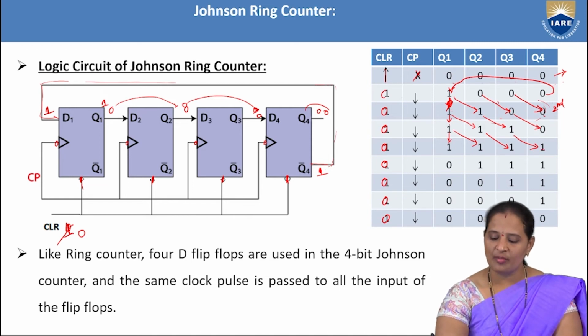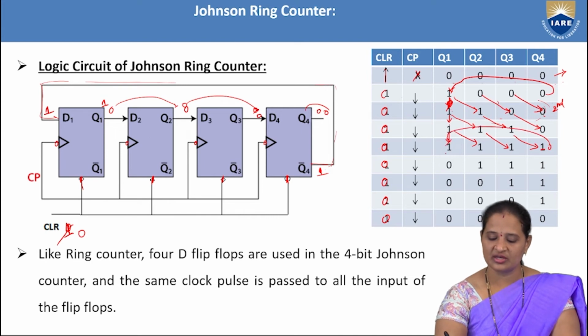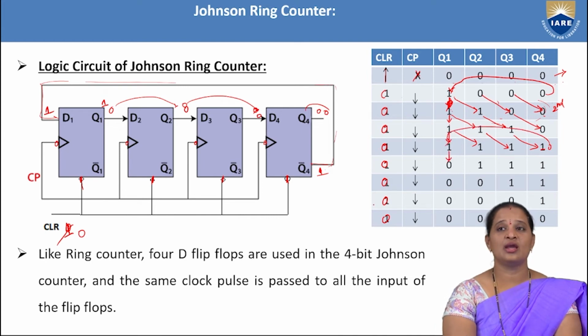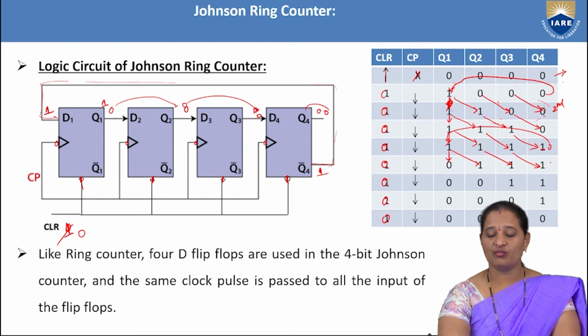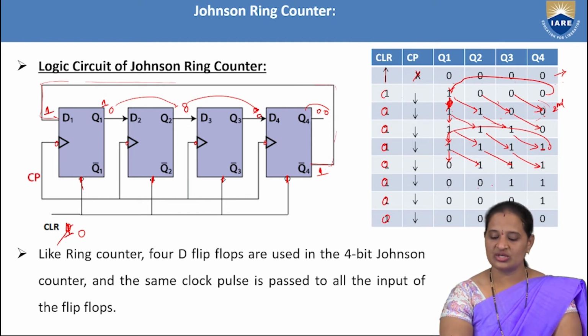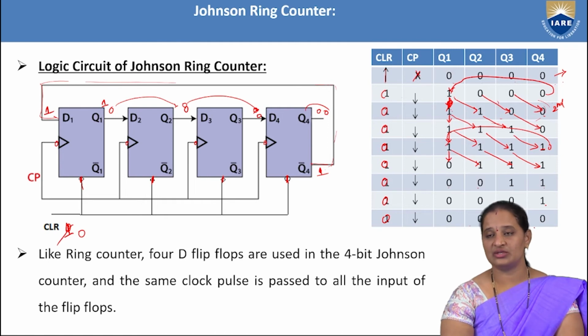Now, what is the complement of 1 here? 0. So now 0 will be pushed here. That means 0 is coming to the first flip-flop, whereas the 1 already stored in the first flip-flop will be pushed to the next one. So now again 1 complement, 0: 0 0 1 1. Again 1 complement, 0: 0 0 0 1. And again 1 complement, 0: that is 0 0 0 0.